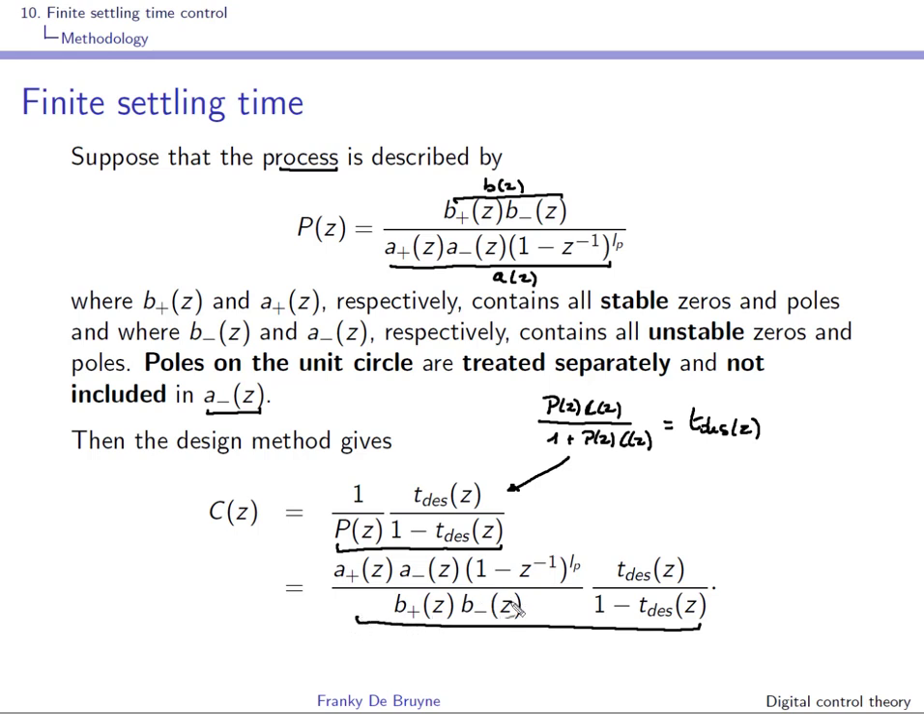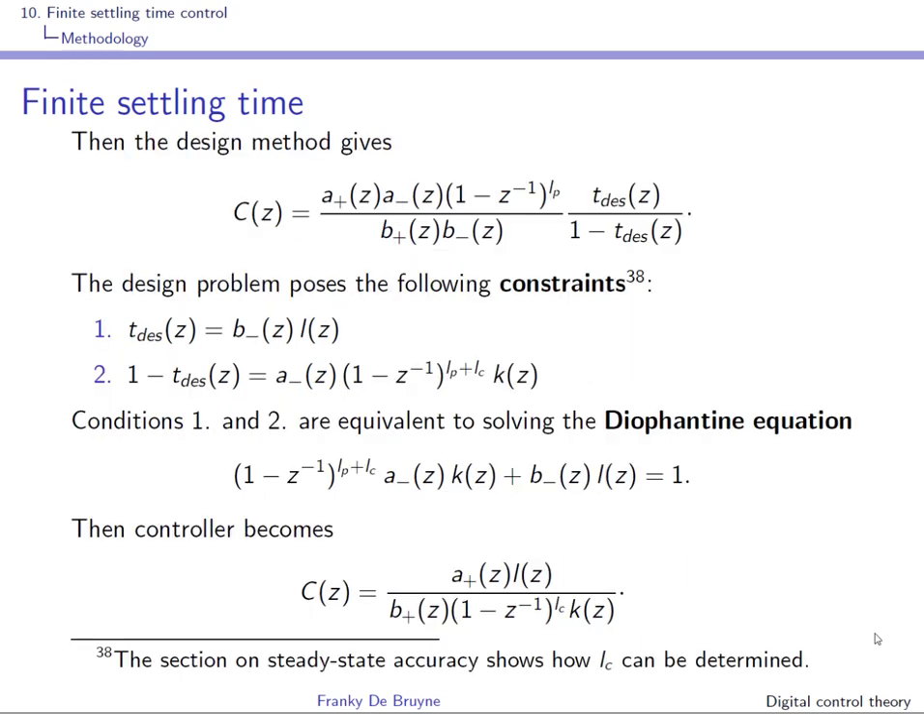Okay, and you have to make sure that this one will not cancel with this one, so you have to include it in T desired, right? And you have to make sure that this product over here does not cancel with this one over here, right? So we have to include this in 1 minus T desired to make sure that there are no unstable pole zero cancellations. Otherwise, this would go against internal stability. So this is what the method has given us for C of z.